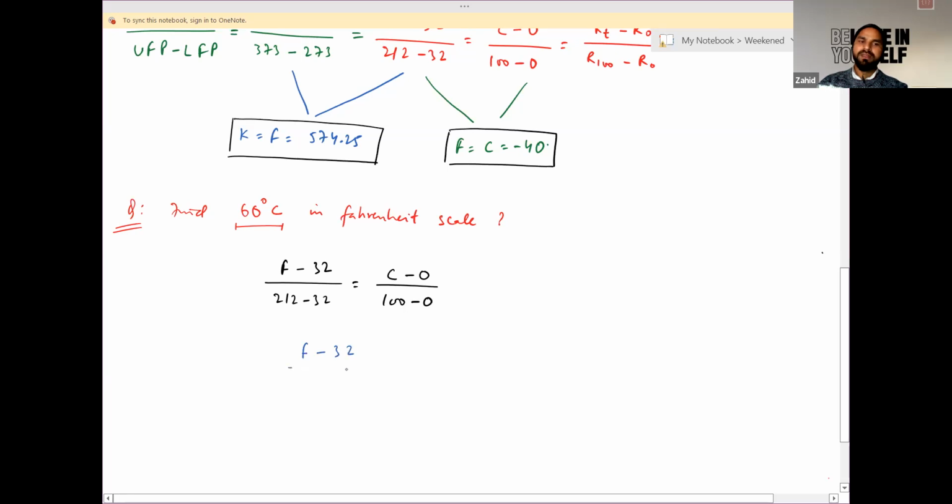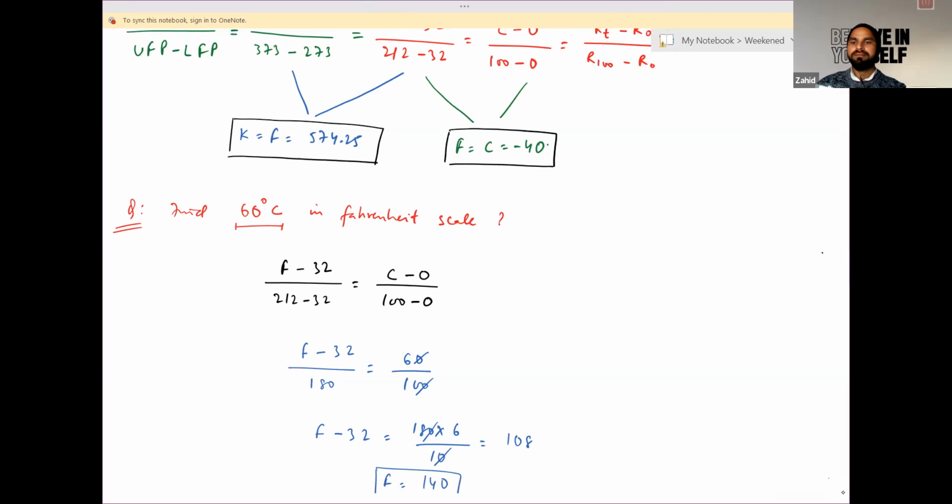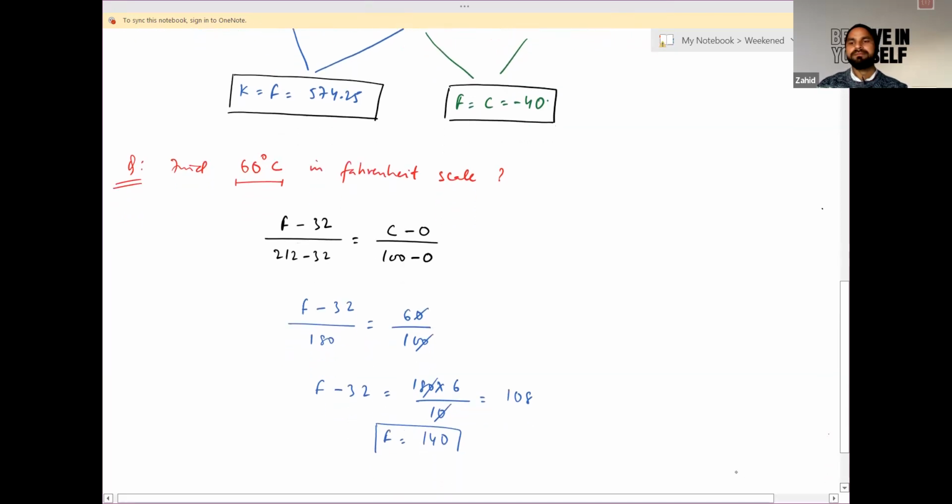F minus 32 divided by 212 minus 32, it will be 180. C is 60 divided by 100. So this 0 and this 0 will cancel out. Move this 180 to the right hand side. So it will be F minus 32 equals 180 into 6 divided by 10. So this 6 and this 6 will cancel out. 18 into 6, it will be 108. So F will be, minus 32 moved to the right side, 140. Good, Saifullah. Wahid, is it clear?